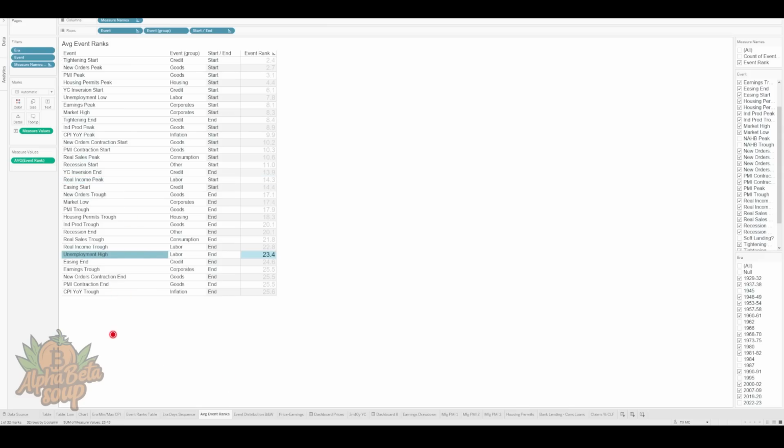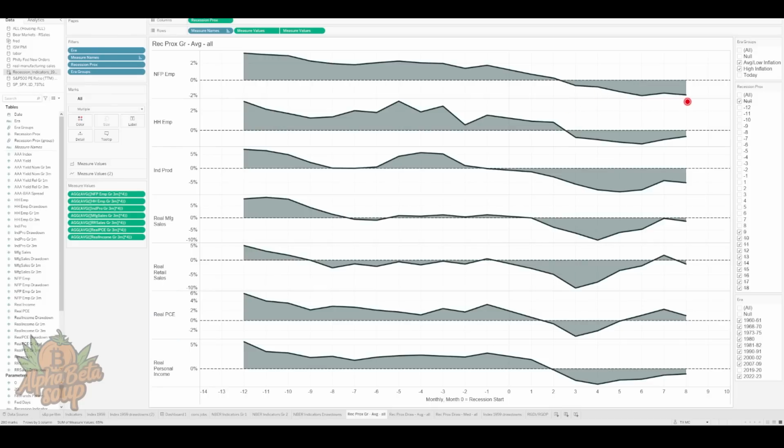Additionally, the high of unemployment is considerably later in the cycle, right? Unemployment begins rising early on before the recession starts, and then it continues to rise. And in fact, the recession ends before unemployment has done peaking. And that kind of aligns with what you see here, right?